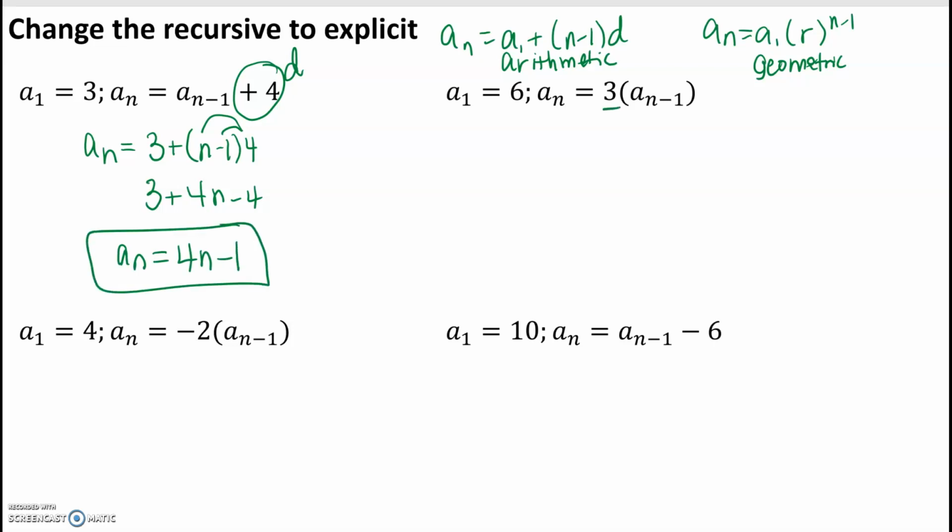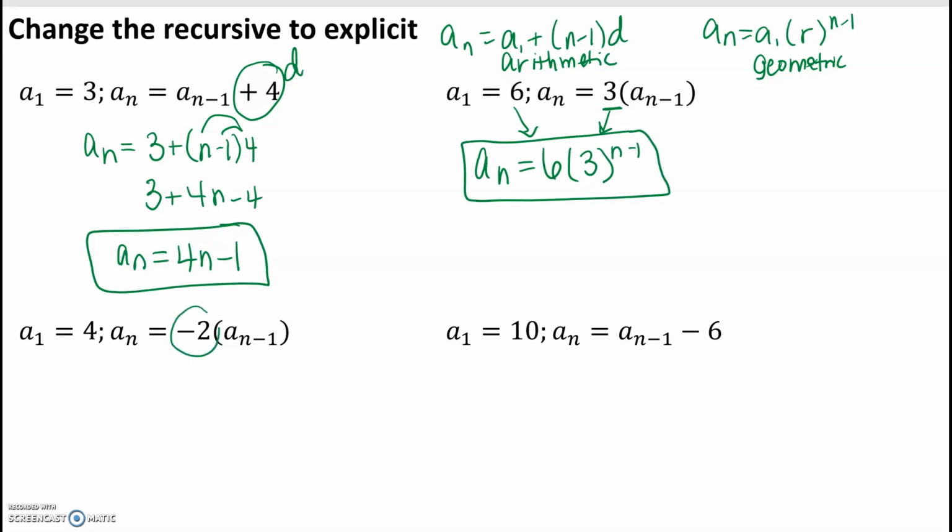Okay, for the next one, I have multiplication happening. Here's some parentheses. That's telling me it's geometric. So I'm taking my first term, and then I have this as my ratio. Remember, ratio is on the outside of our recursive rules. And then I have n minus 1 as my power.